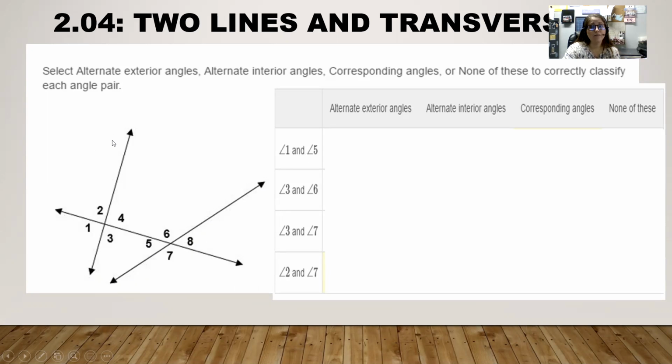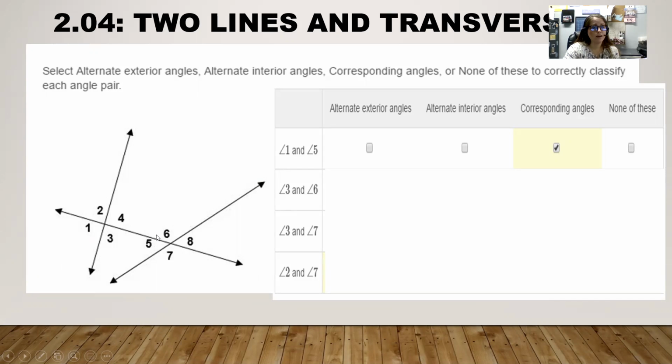We can say that these angles are not going to be interior angles because angle 1 is outside, so that's exterior, and angle 5 is interior. So we can also say they're not alternate exterior angles because we've got one on the exterior and one on the interior. We could say, though, that these angles would be corresponding angles. They're both on the same side of that transversal, okay? And they're both on the same side of those lines. They're both to the left of those lines, so they would be corresponding angles. Next one we're going to look at is angle 3 and angle 6.